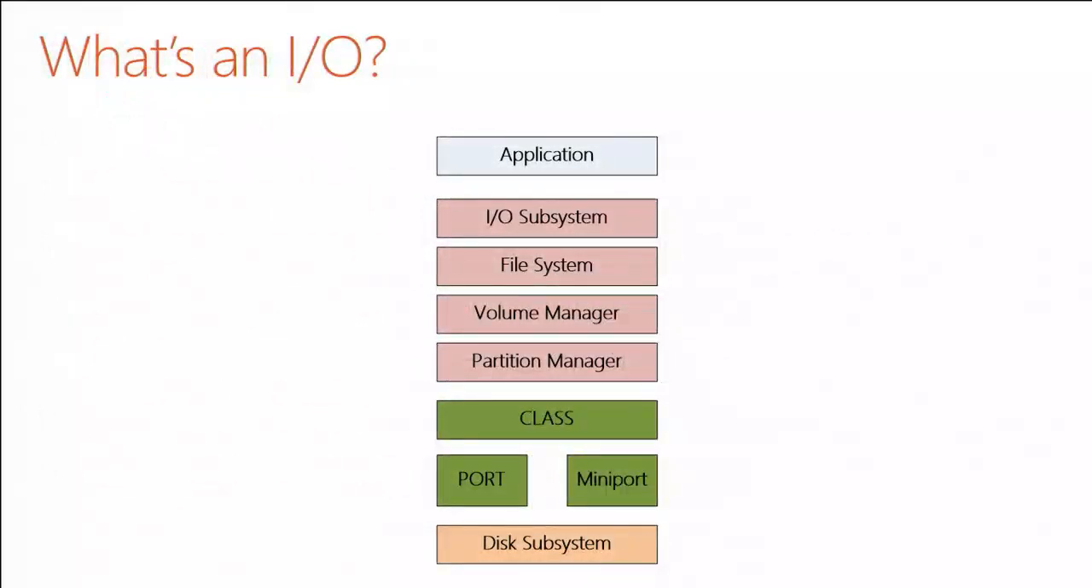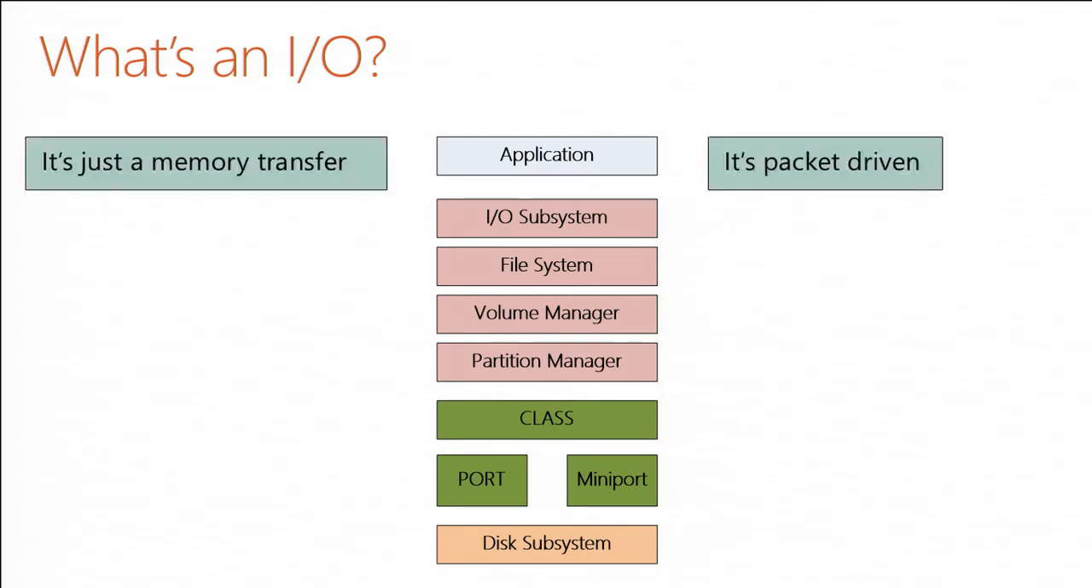So basically, an I/O is that, or at least how we transpire an I/O from application side to the hardware layers. So we go through an I/O subsystem, file system, volume manager, partition manager, Storport, miniport. When I talk about miniport, it is the actual RAID controller driver or any type of disk driver that you have. And then you have the actual hardware subsystem. But basically, an I/O is just a memory transfer.